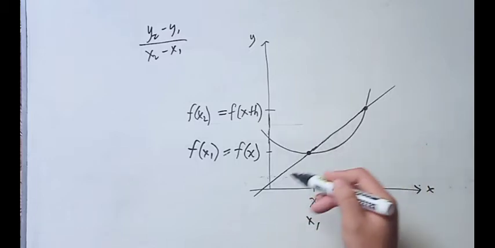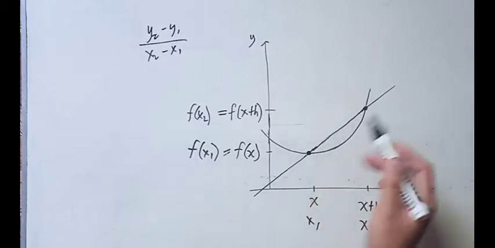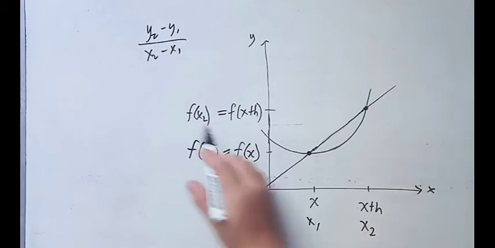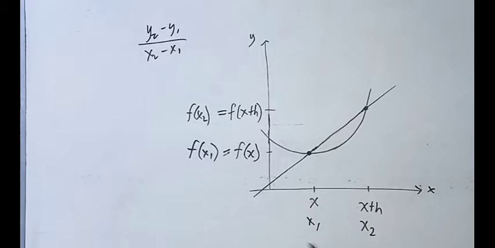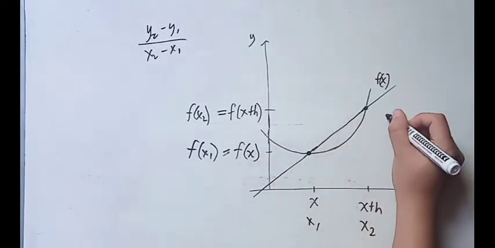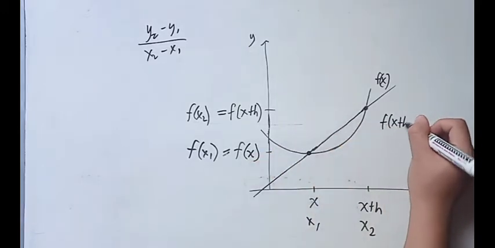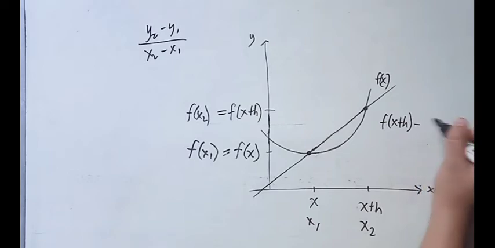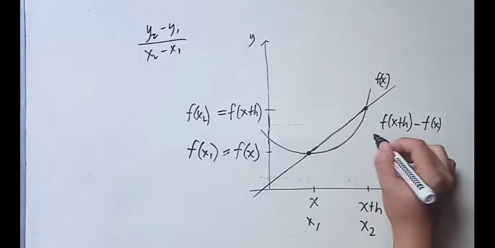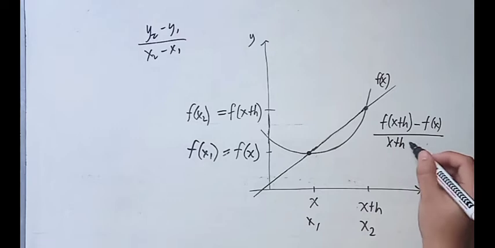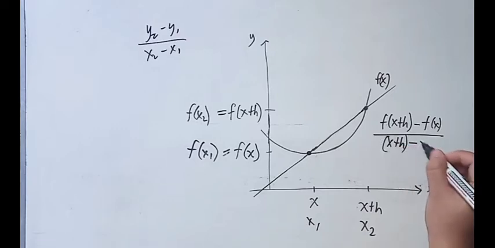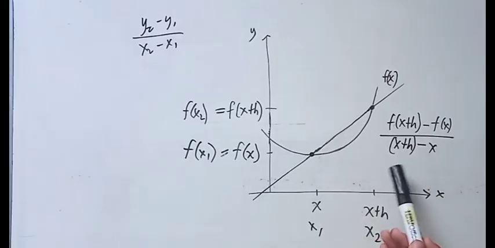And since we want to know the slope of this secant line, using this, we have our y sub 2 and y sub 1. So let that be f of x plus h minus f of x all over x plus h minus x. So this is now the slope of the line.